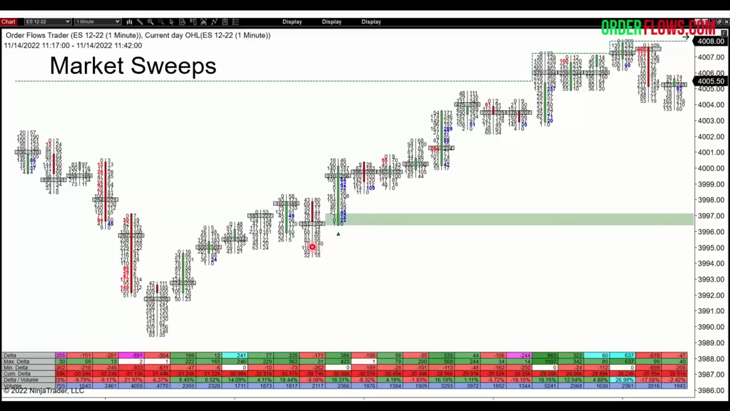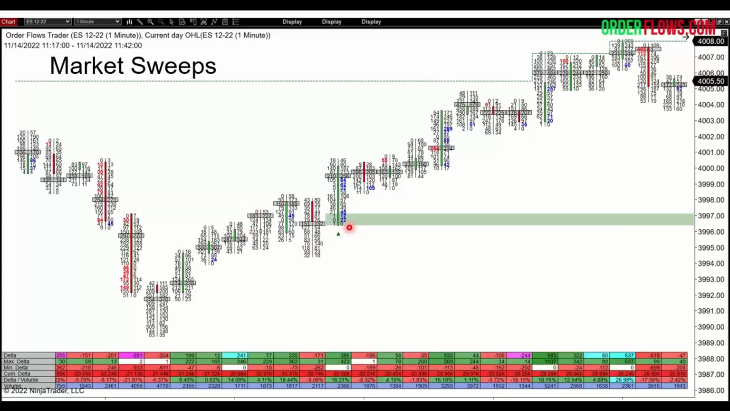And this was also yesterday. Came down into that swing low, started rallying. Again, another bullish sweep taking place in the market. Now, oftentimes with sweeps, they come as a result of stacked imbalances, right?